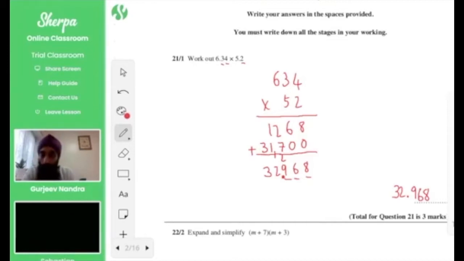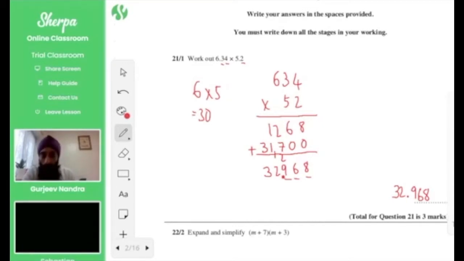I also do encourage students to make sure their answer makes sense. If you were to just round these numbers, 6.34 is roughly 6, 5.2 is roughly 5, so 6 times 5 you know is 30. So the answer you're looking for should be around 30 anyway. So, you know, just a nice way of checking.